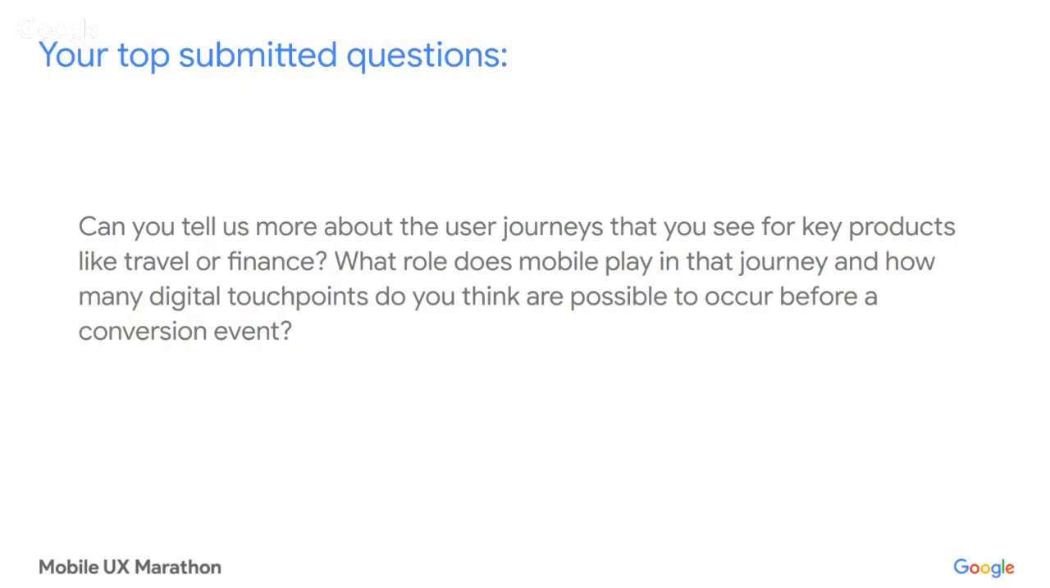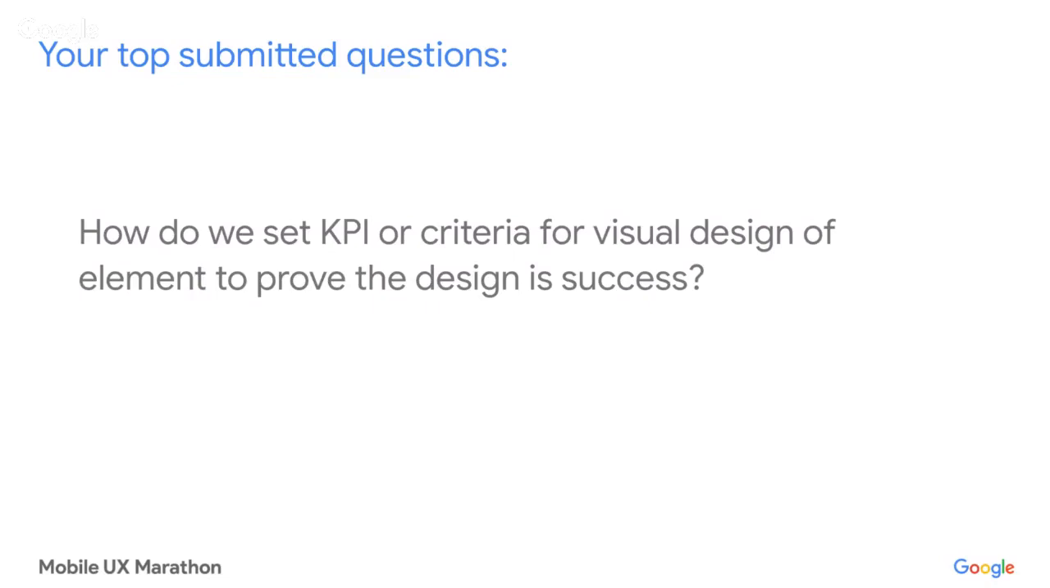So moving on to the next question, it's more about what are the KPIs and how do we essentially set a goal for a visual design element. Now, this could be a button, this could be a form, some things that could also be a subjective choice. So Brian, would you like to take this?